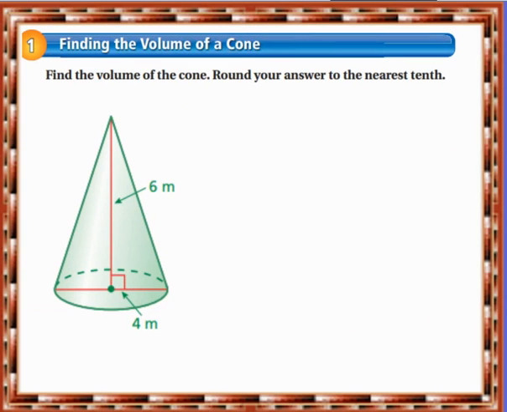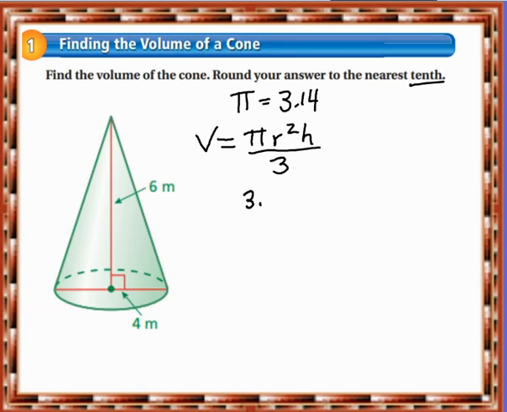Okay, so here's our first one. It says round to the nearest tenth. We're going to use pi as 3.14. And so we have the formula volume equals pi r squared h divided by 3, or 1/3 pi r squared h. In this case, pi, of course, is 3.14. The radius, that's not radius, that's diameter. It goes all the way across, so we have to divide by 2. And we get radius is 2.